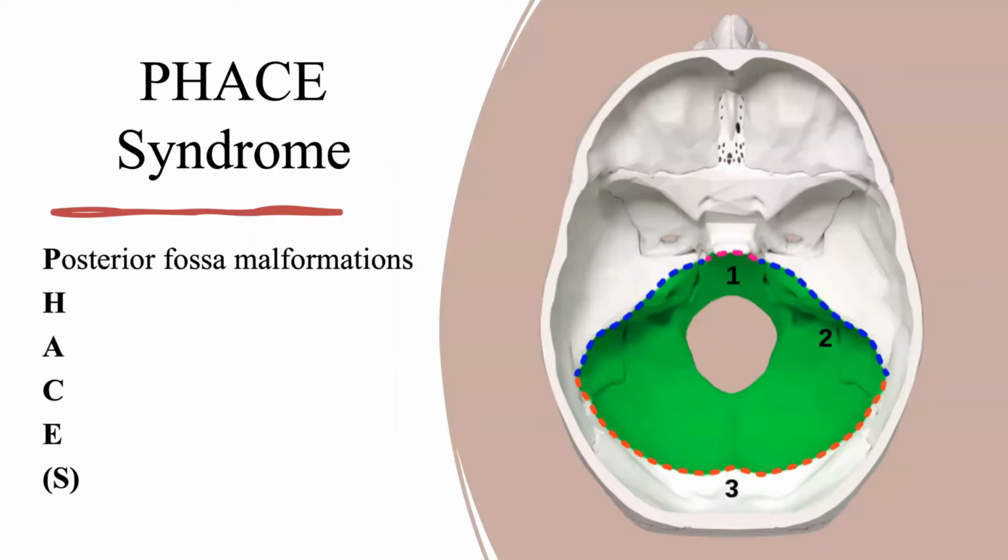So the P stands for posterior fossa malformations, which is the posterior fossa is this green area in this little skull if you're looking down from the top of the head. And there can be malformations of the brain as well as in areas outside of the posterior fossa.